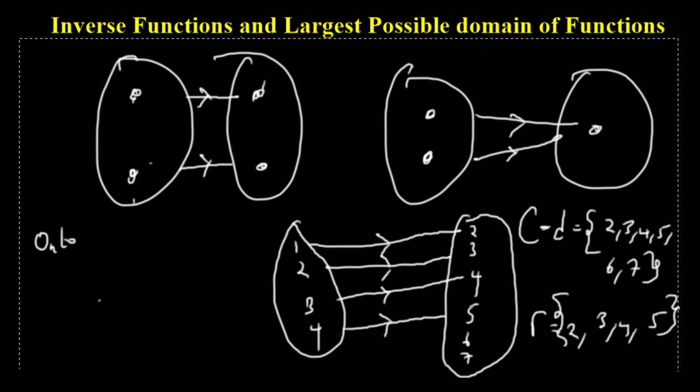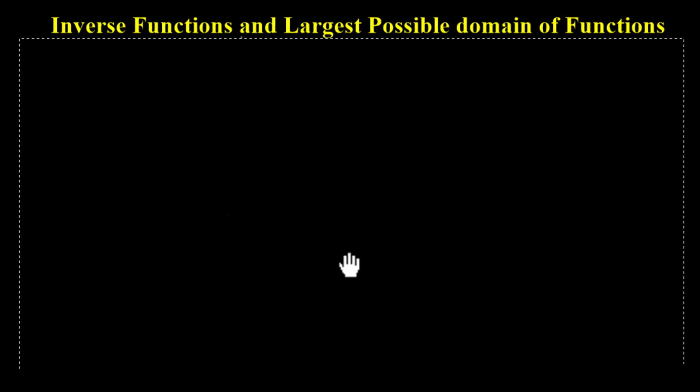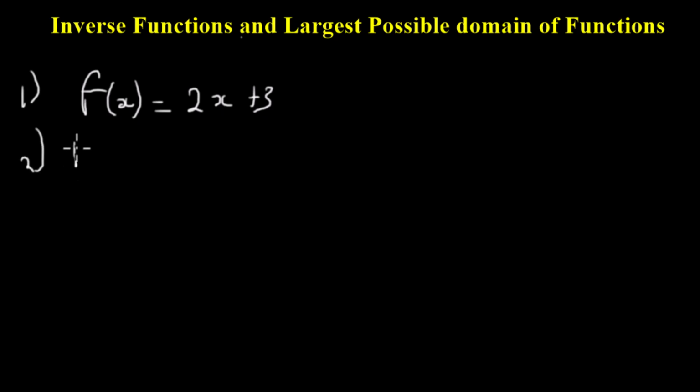And then we're being asked to find the inverse of the function. So let's take, let's say we're given f of x equal to 2x plus 3. This is question 1. For question 2, let's say we're given, okay, so we've used f of x, let's use h of x equal to x squared over 4.